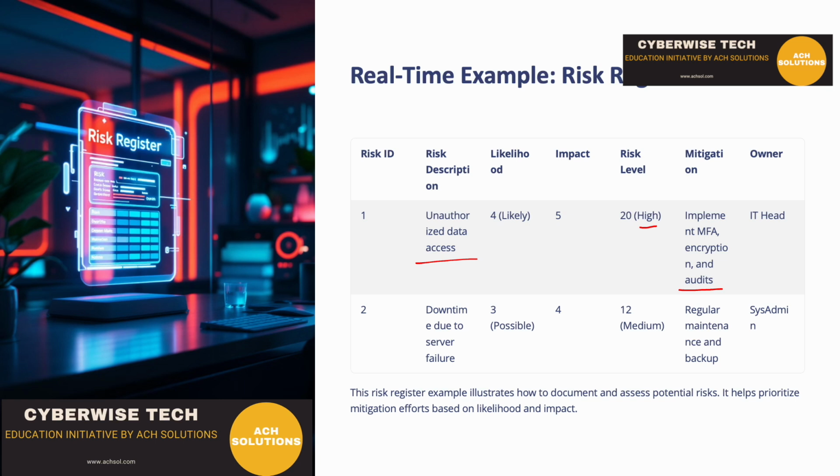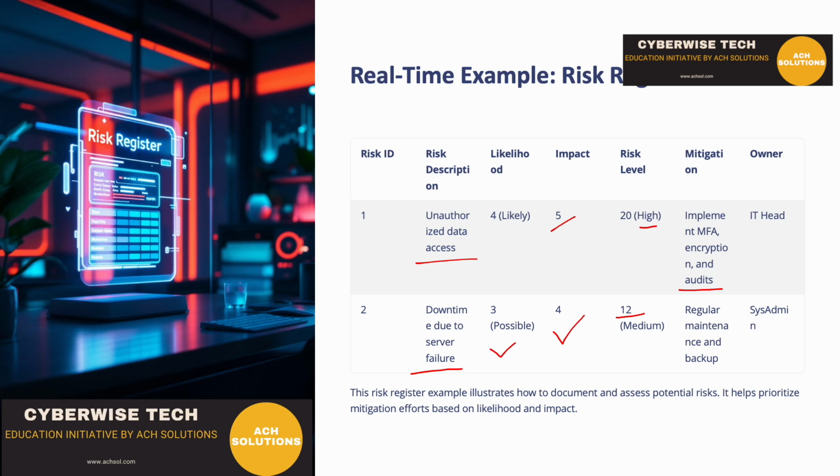Another risk example I have given here is downtime due to server failure, that a server can fail. Likelihood of server failure I have given 3, that yeah, it is possible. Of course, if it is realized, the impact will be 4. The highest impact goes to 5, but 4 is a bit minimum depending on what kind of server. So the risk calculation comes to 12, which is medium.